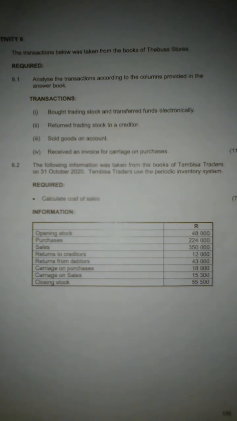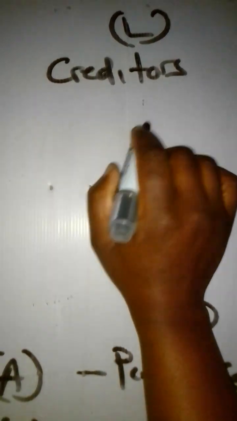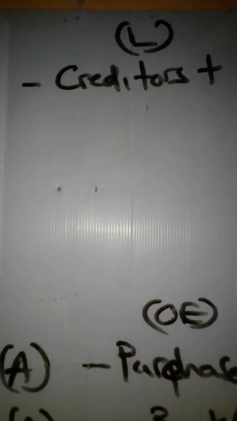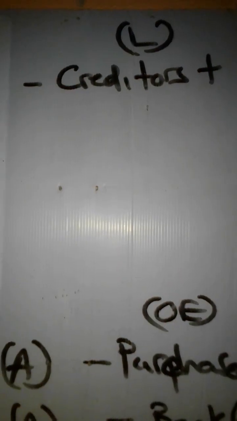On both sides, periodic and perpetual, we have creditors. Remember, here we're talking about suppliers or creditors. Stock was returned to creditors. Creditors are liabilities. Liabilities increase on the debit side and they decrease on the credit side. Because there are returns, it means our creditors are decreasing.